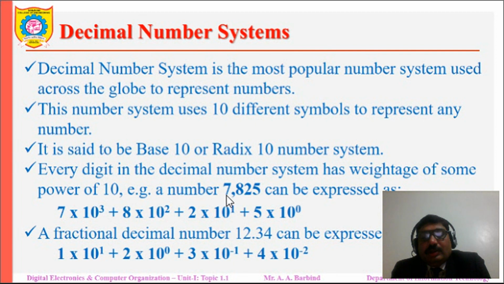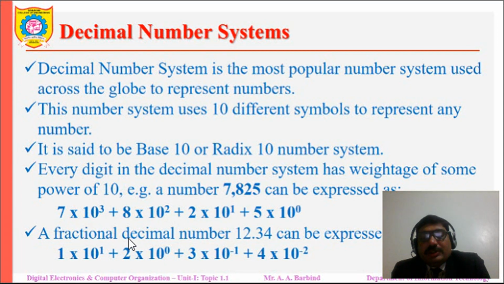For example, the number 7825 can be expressed as 7 into 10 to the power 3, that is, the digit 7 has the weightage of 10 to the power 3. The digit 8 has the weightage of 10 to the power 2. The digit 2 has the weightage of 10 to the power 1, and the digit 5 has the weightage of 10 to the power 0. That is, every digit has the weightage of some power of 10.